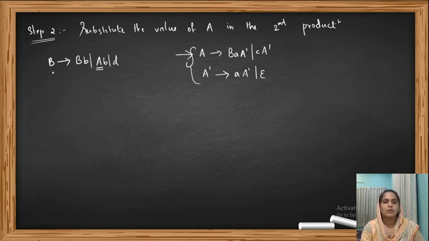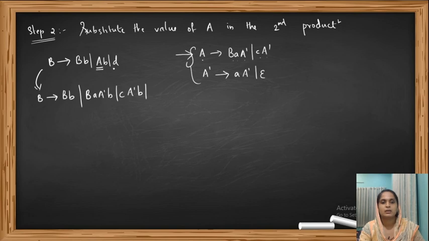Okay. So what will this production become? It becomes B produces, first term is B b. There we don't have to do anything. It is B b itself, bar A b. In this A b, we have to substitute the values of A with B a A dash and C A dash. So A b becomes B a A dash b bar C A dash b. So the second term is finished. Now the third term is d, so we can simply write d.